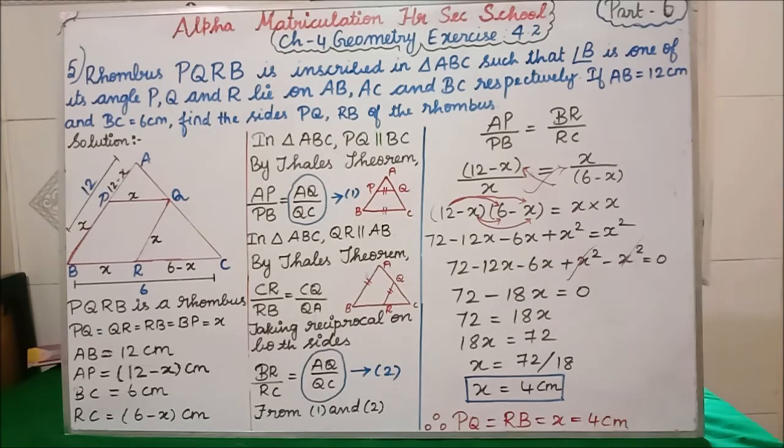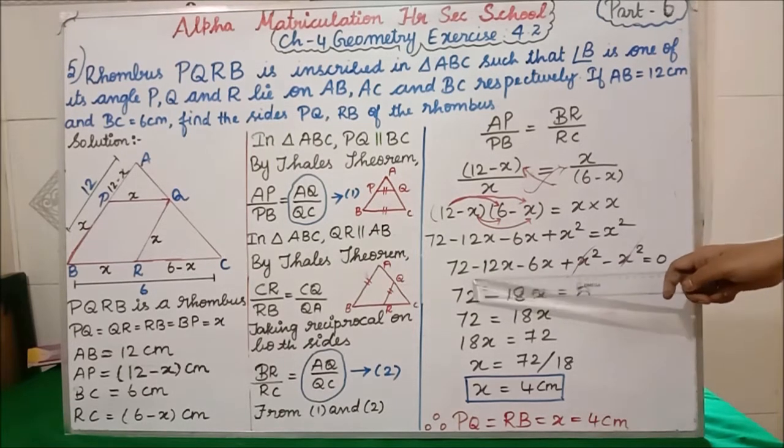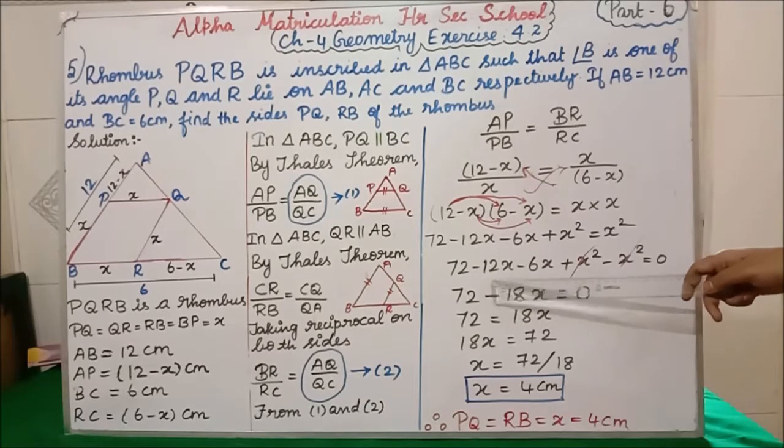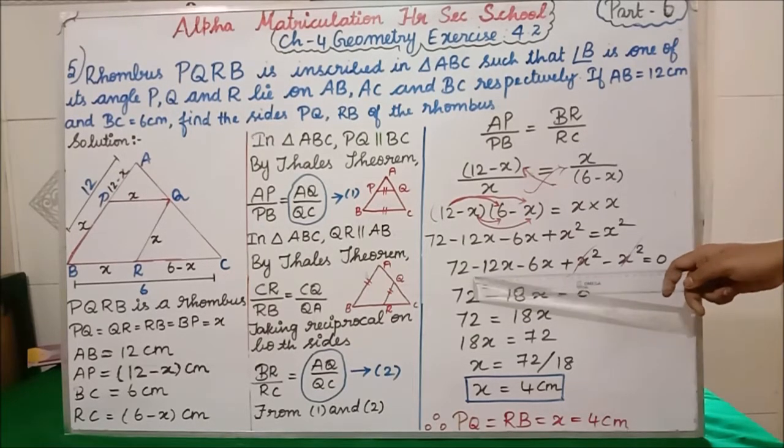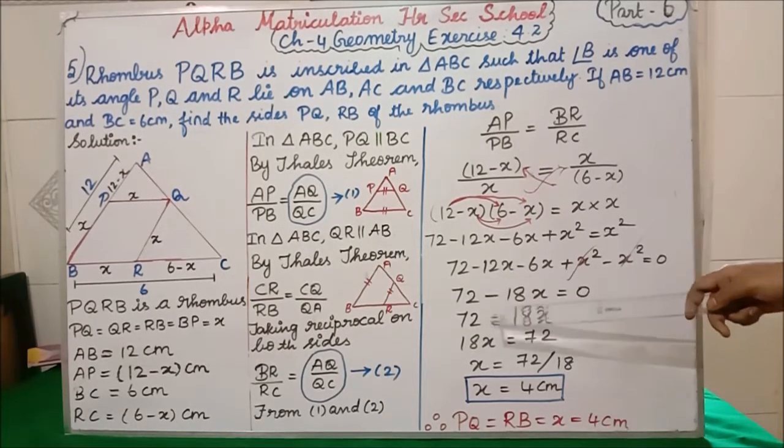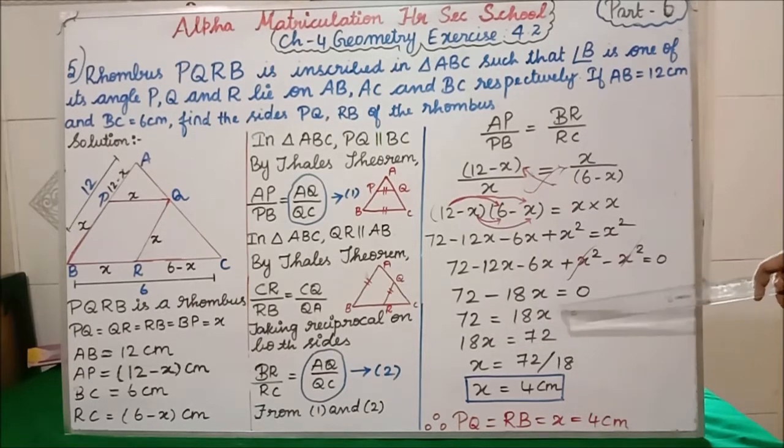Then minus, here also minus, here also minus. So we have to add. 12 plus 6 is 18. After adding we have to see the greater number sign. 12 is the greater number. For that, sign is minus. So our answer is minus 18x equal to 0.